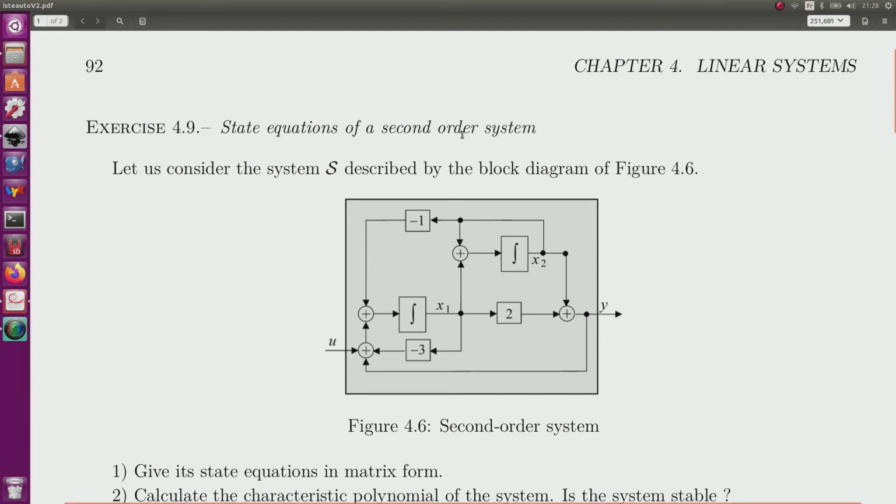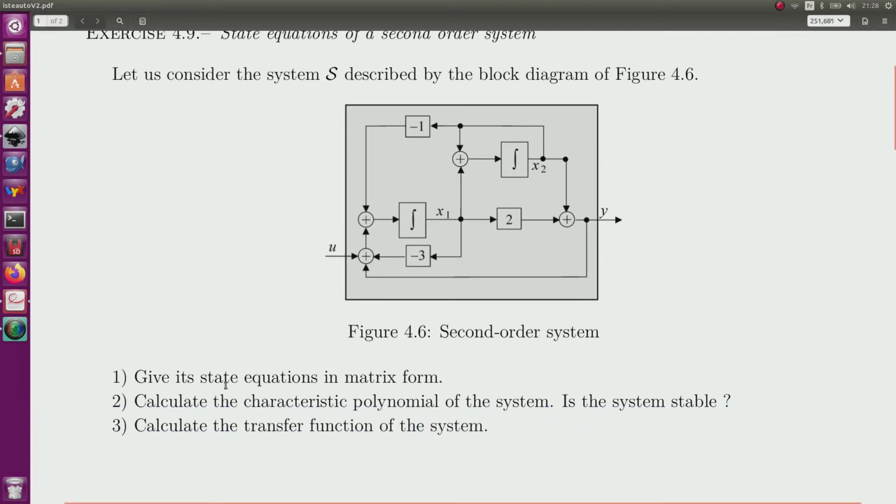State equation of a second order system. We consider the system given here by the block diagram. I have two integrators, so I have two states, x1 and x2. So there is no memory in the sum, in the amplifiers, and so on. We have one input and one output.